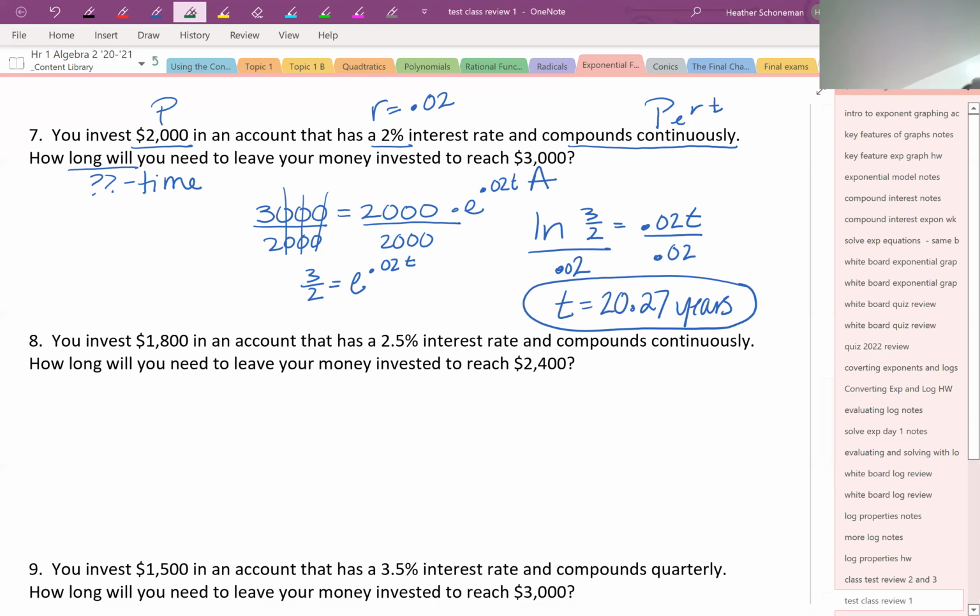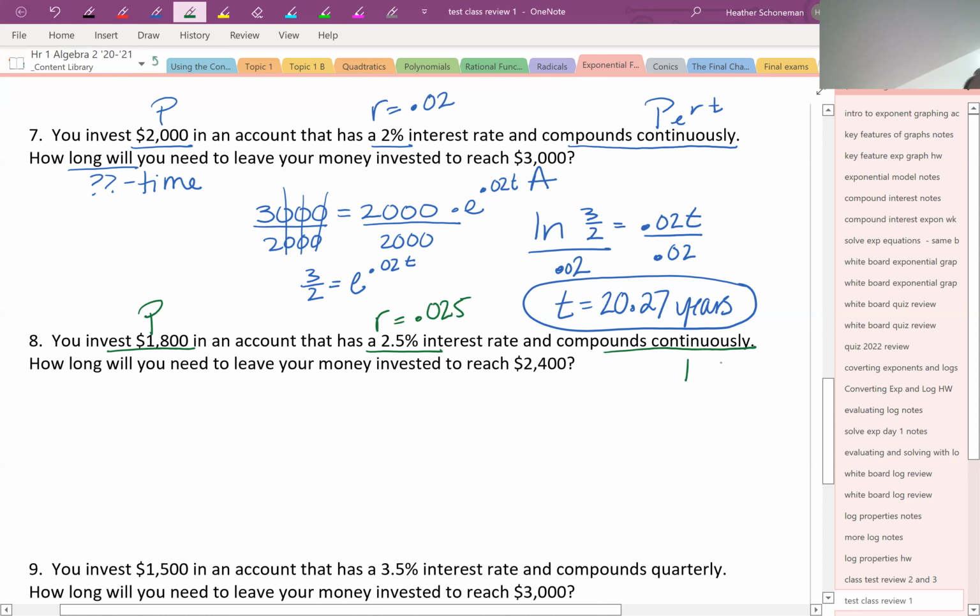Okay, let's try this again. This time we invest $1,800. That's our principal. Here is our rate of 0.025. It compounds continuously. So when it uses continuously, we know we have to use the equation with an E. How long, that is our time in years, money invested to reach 2,400. That is our final value. So just like the one before, we are solving for the time and not for the final value.